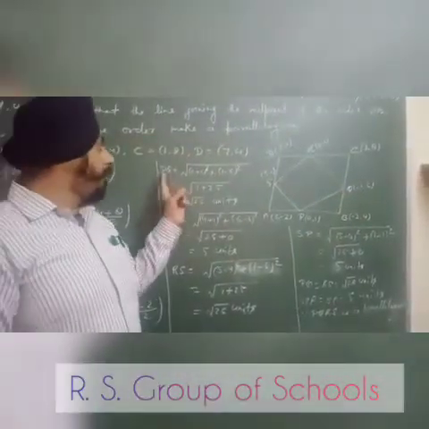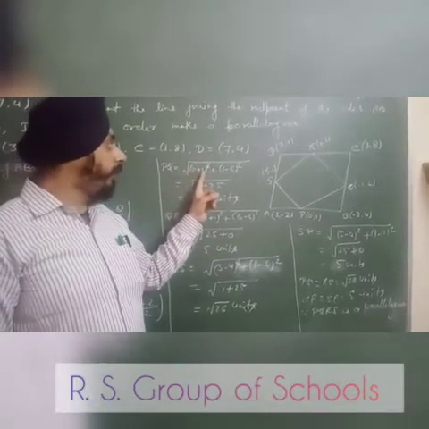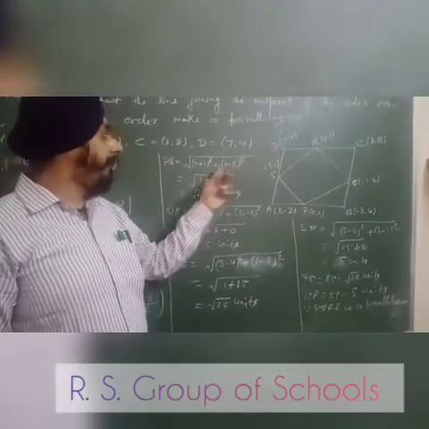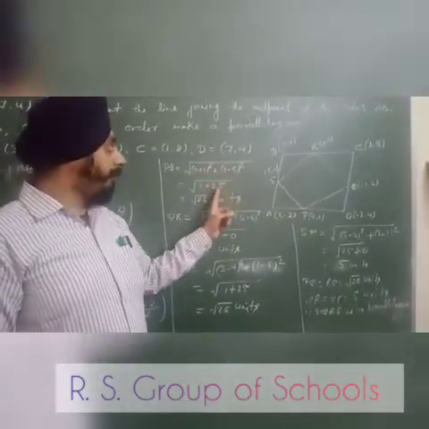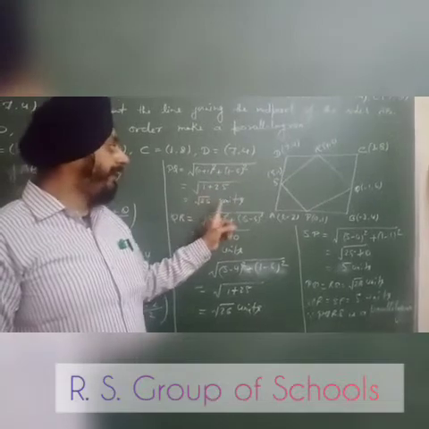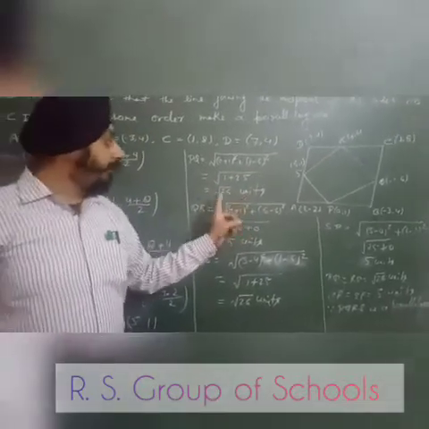Now we put the values: PQ is equal to root (0 plus 1) whole square plus (1 minus 6) whole square. Then we have 0 plus 1, 1 square, 1 minus 6 is minus 5, square is 25. 25 plus 1, root 26 units. The length of PQ is root 26 units.